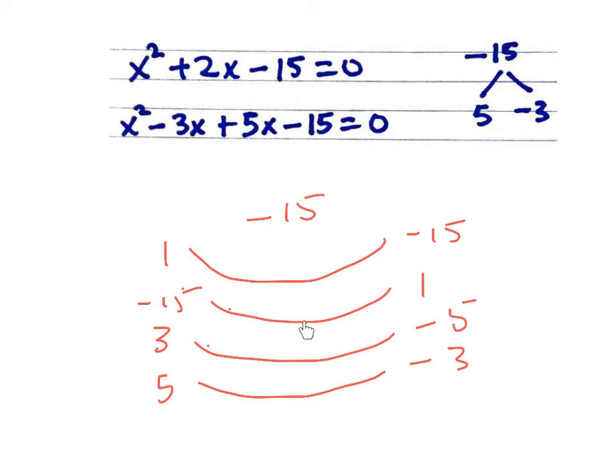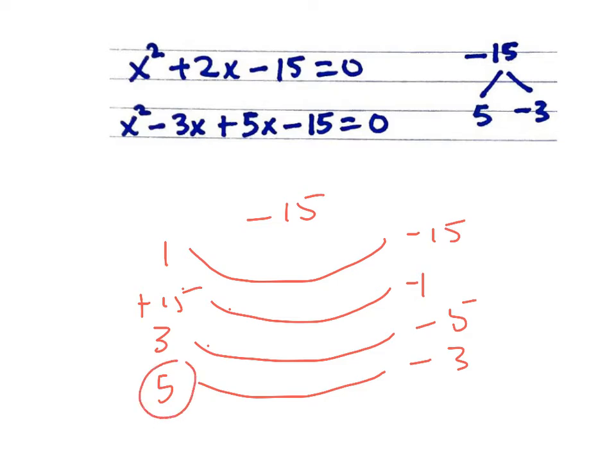If I do negative 15 plus 1, well, let's just change that around. It will be negative 1 over here and plus 15. So if I do plus 15 plus negative 1, that will give me 14. That's not 2. But if I do 3 plus negative 5, that will give me negative 2. But I'm looking for positive 2, so I'm not there yet. And if I do 5 plus negative 3, that will give me positive 2. So I found what I'm looking for.